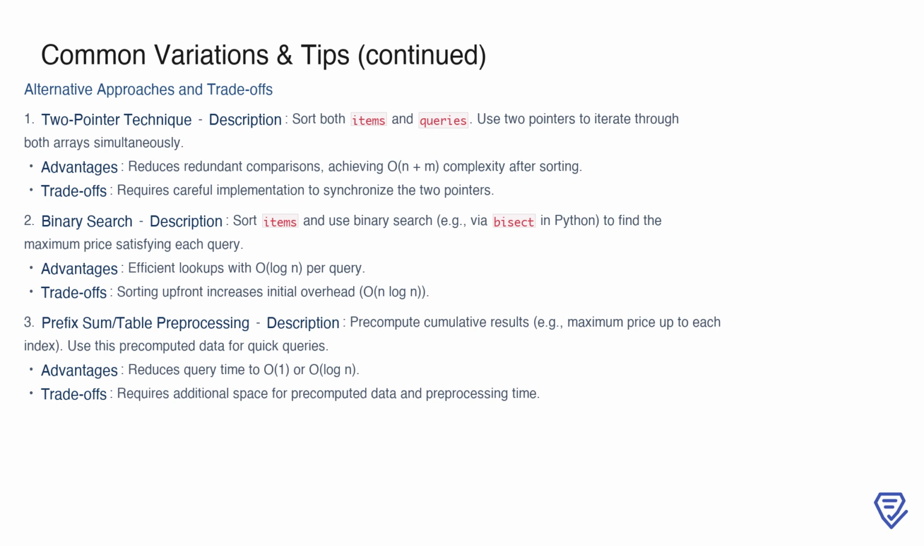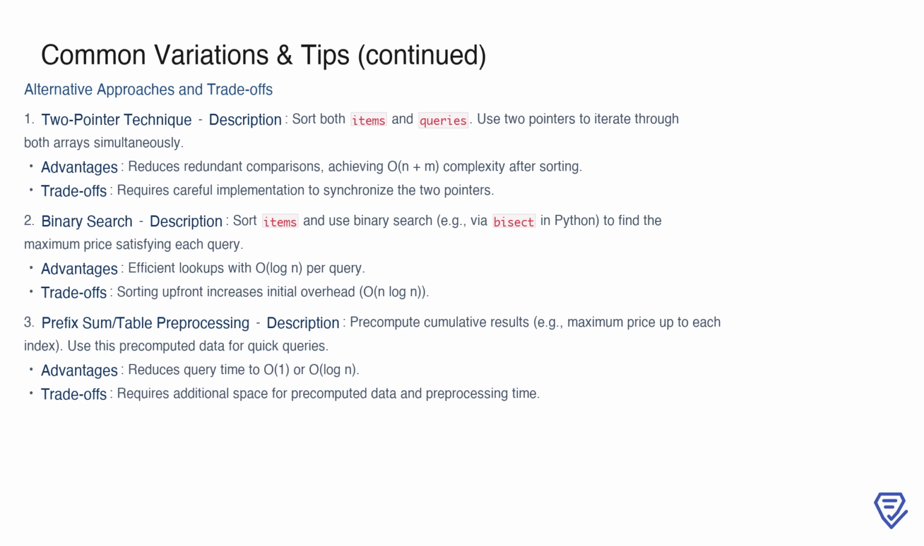After sorting the items, you can use binary search, such as Python's bisect module, to efficiently find the maximum price satisfying each query. While this reduces the lookup time to O(log n) per query, it does introduce some initial overhead due to the sorting step, which is O(n log n).